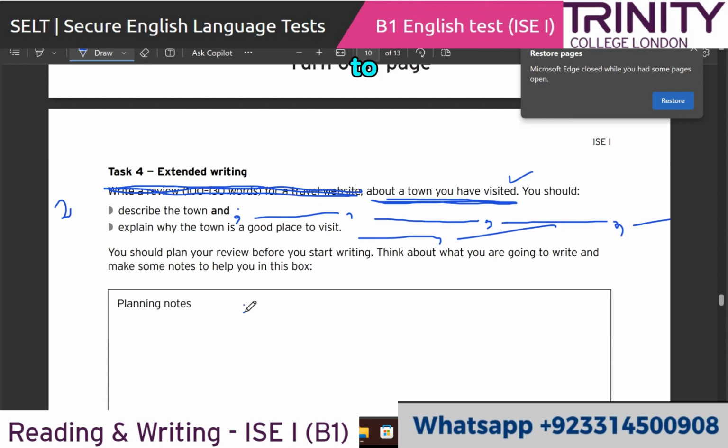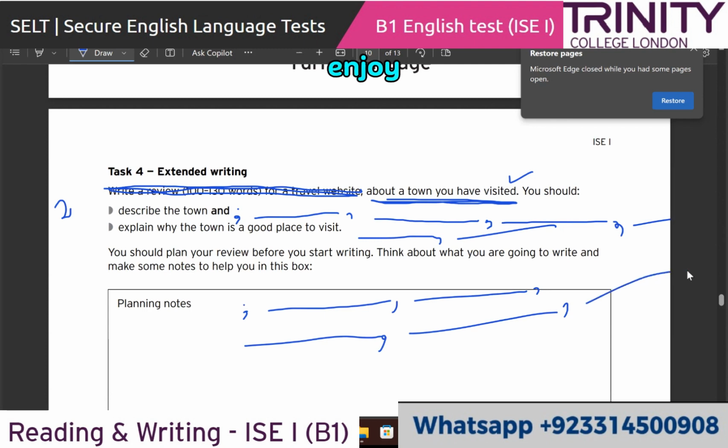Secondly, I want to explain why the town is a good place to visit. It's a good place to visit because hotels are cheap, food is very delicious, and also there are many gift shops available here. You can easily enjoy weather with your family and enjoy good food. That's why there's a good museum here, there's a good historical place here, there's a good festival here, anything you can write. Easy or not?